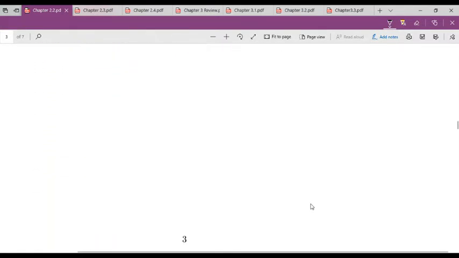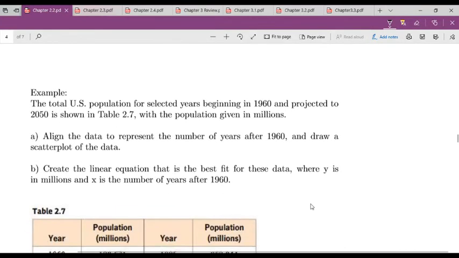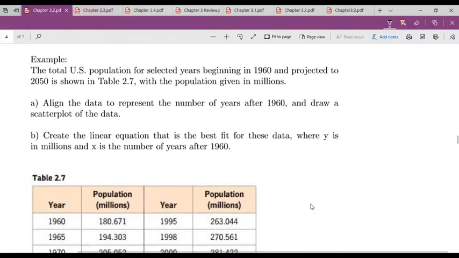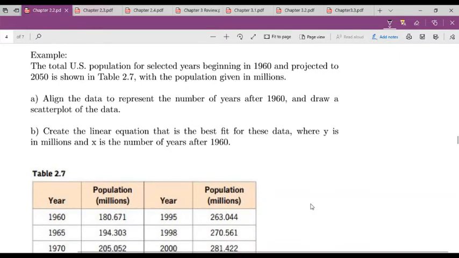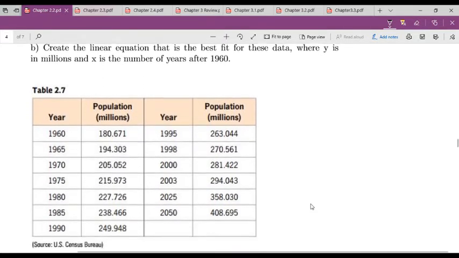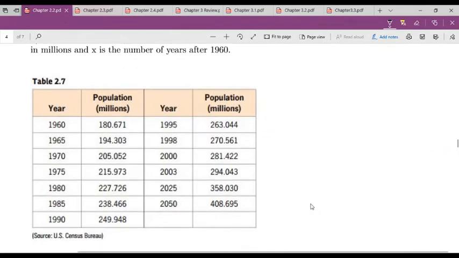Alright, so if we scroll down to page 4, I believe we've got another example here. It says the total U.S. population for selected years beginning in 1960 and projected to 2050 is shown in table 2.7 with the population given in millions. Align the data to represent the number of years after 1960 and draw a scatter plot of the data. Create the linear equation that is the best fit for these data where y is in millions and x is the number of years after 1960. Okay, so it's pretty simple. It's the same process we've been doing.